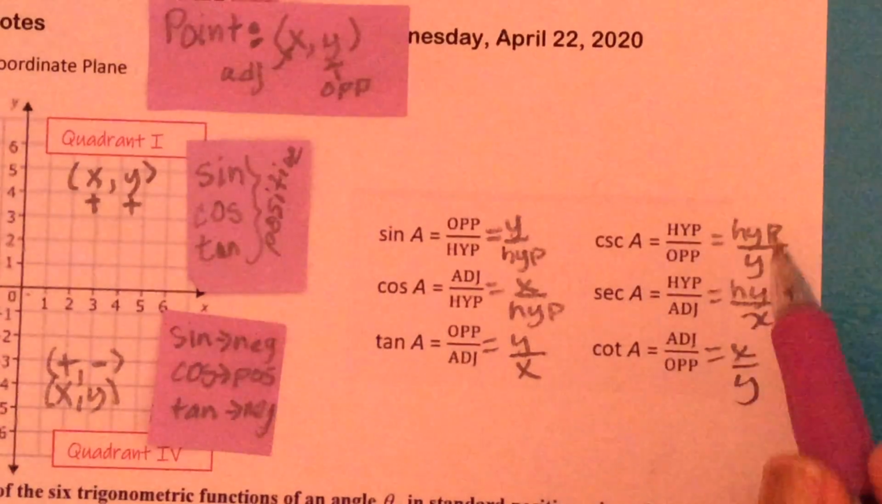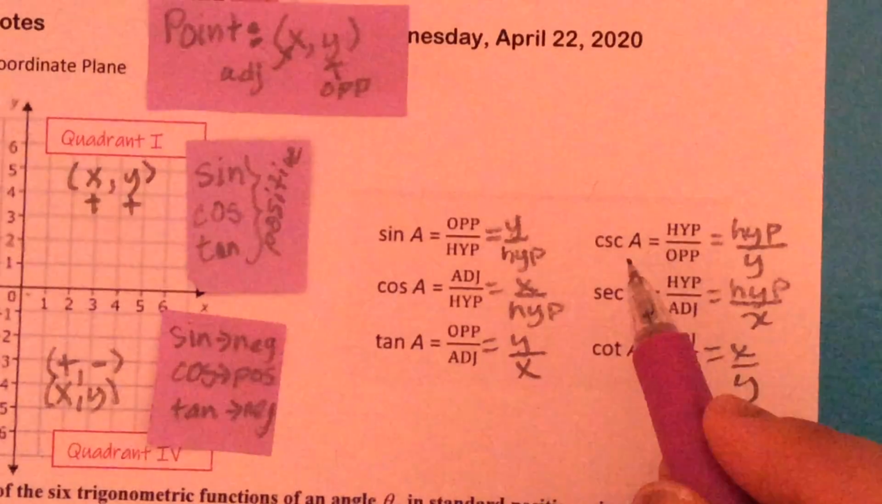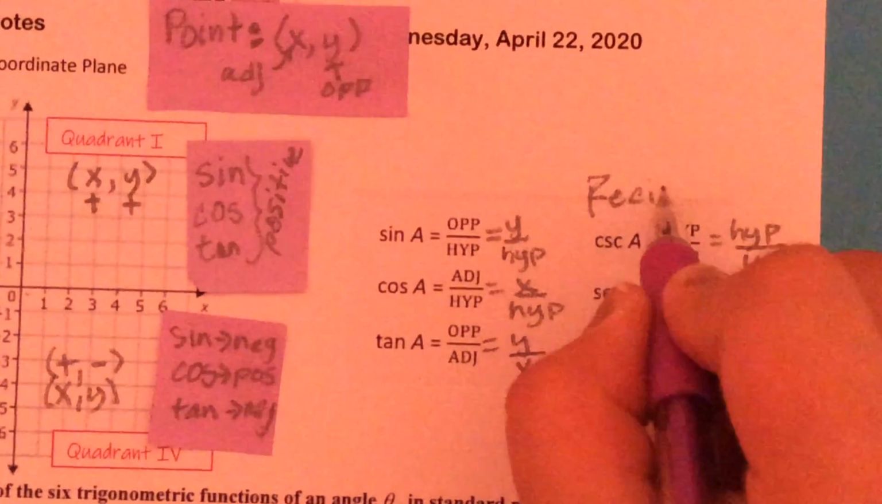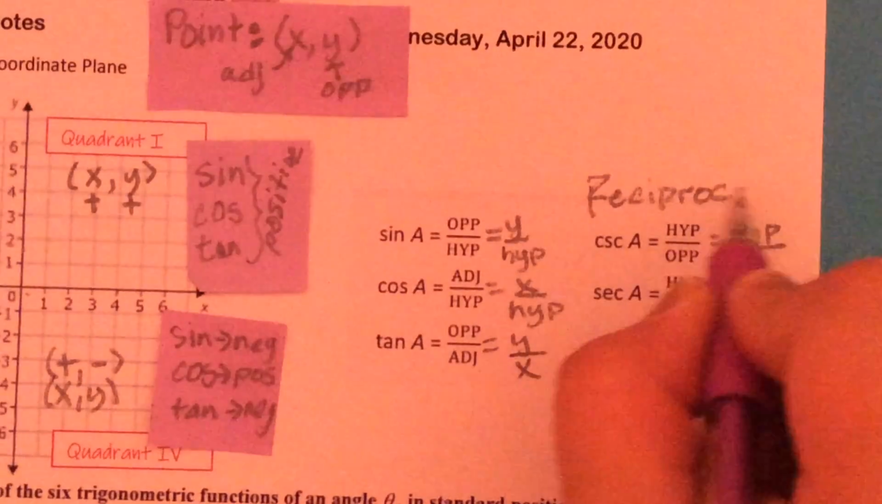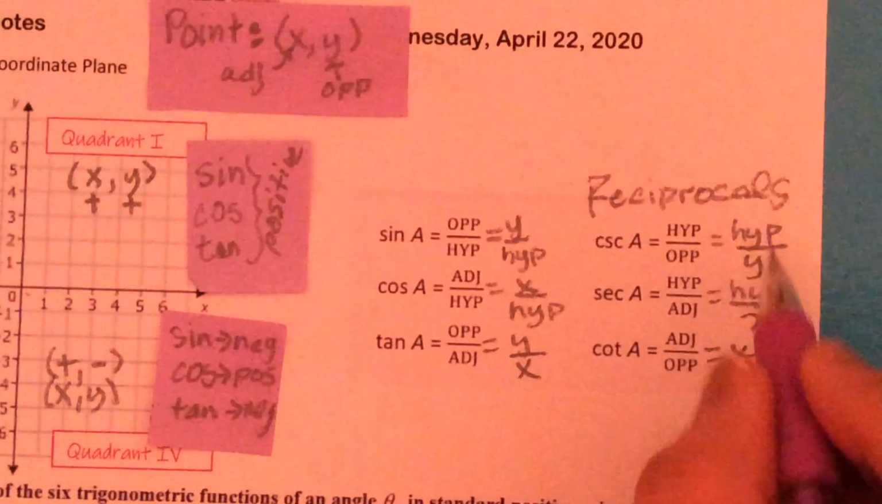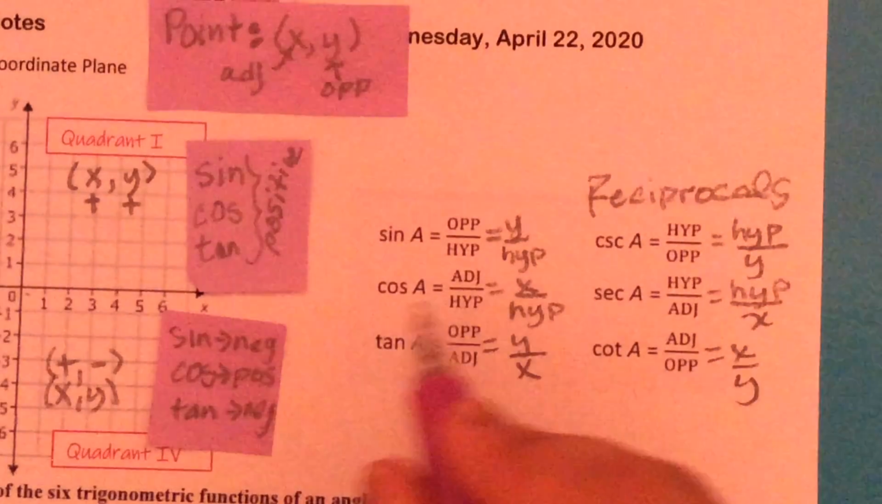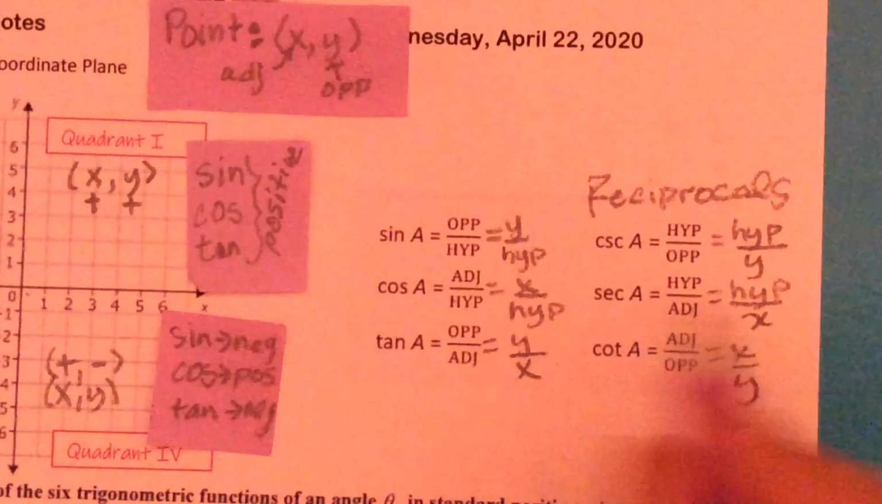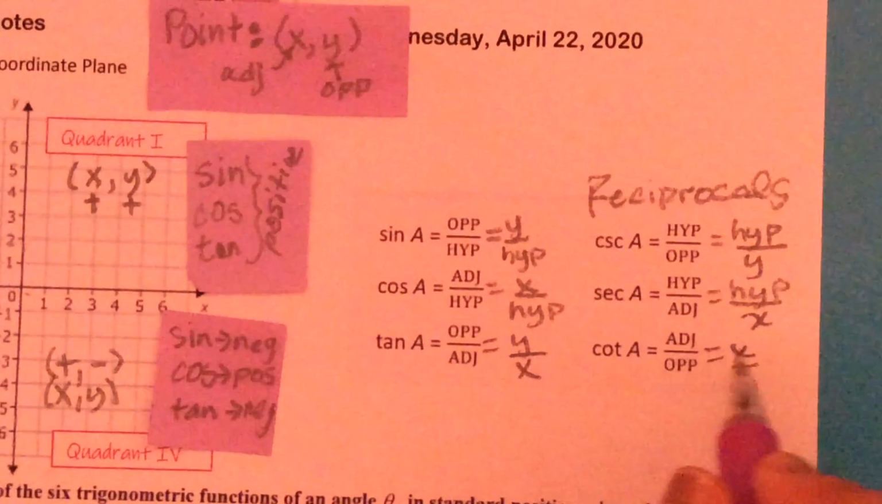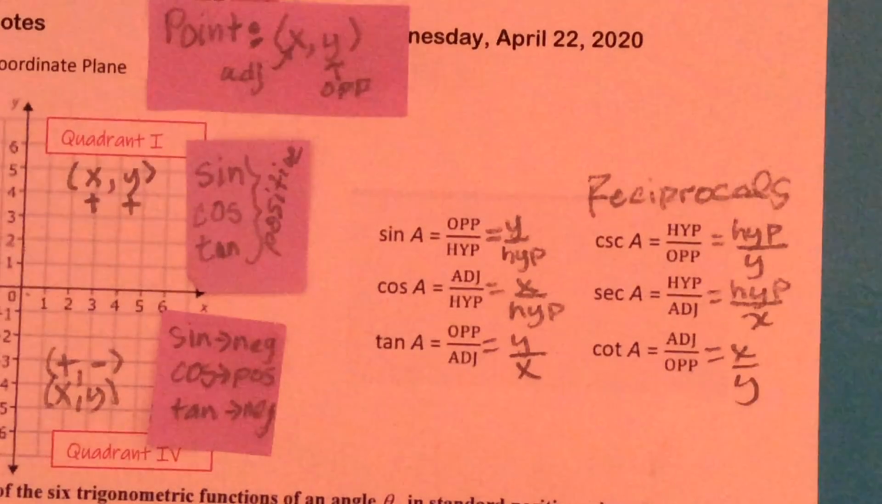And so now these are the reciprocals. So then you just flip these. Remember, these are your reciprocals. So then the cosecant is the reciprocal of sine, so you just flip these two. Same thing for cosine. Secant is the reciprocal of cosine, so you just flip those. And the cotangent is the reciprocal of the tangent, so then you just flip those.